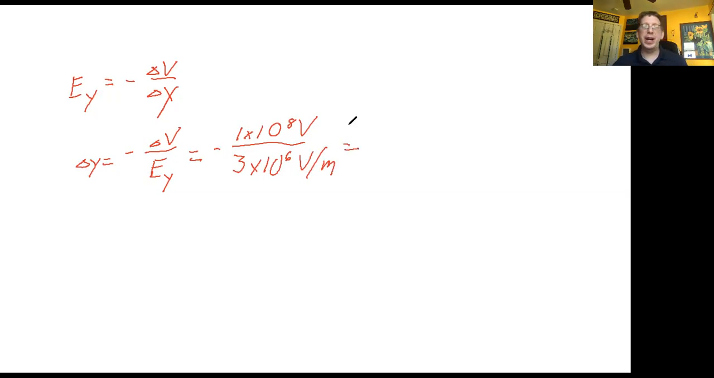And so we want to find what delta Y is. That's 1 times 10 to the 8 volts divided by 3 times 10 to the 6 volts per meter. And so that gives negative 30 to one significant figure meters. Now, when you're talking about really tall thunderclouds that go all the way up into the stratosphere, 30 meters isn't that large of a number.